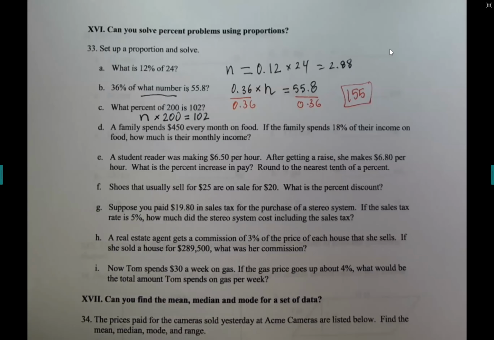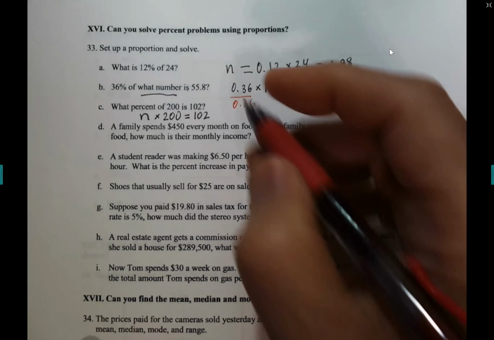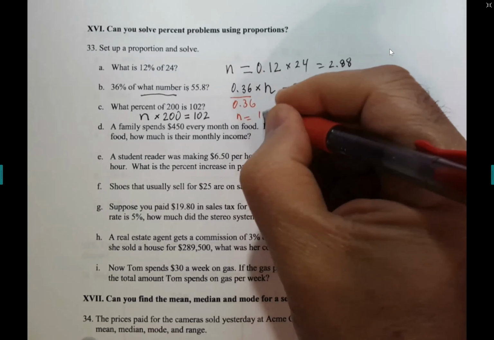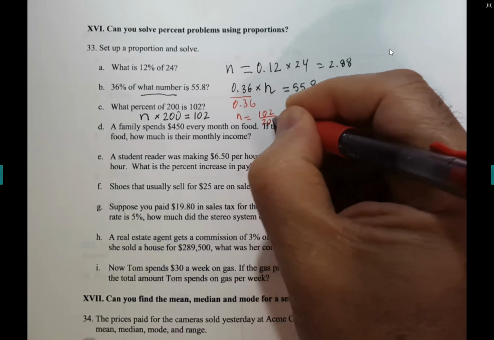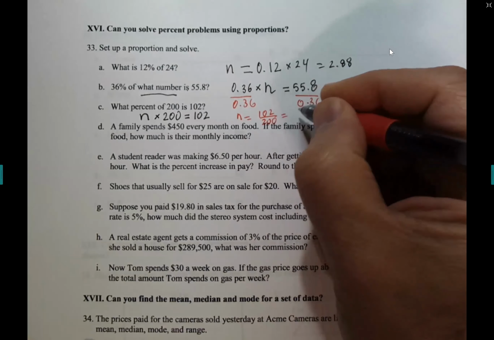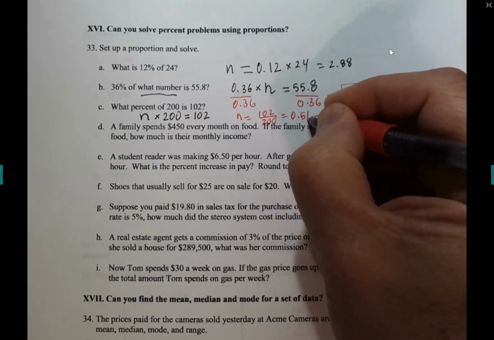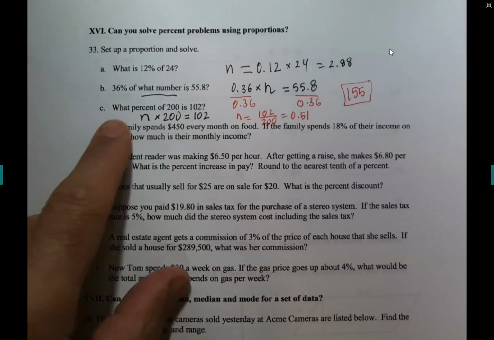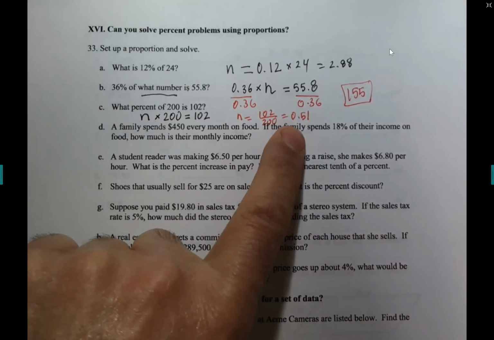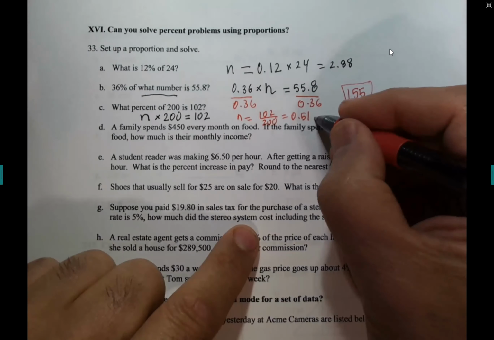Okay, can you guys tell me how to solve for N now? I need to get rid of 200. So what do I do here? Divide by 200. So that will be 102 divided by 200, which is 0.51. But he wants the answer as a percent. So change 0.51 to a percent, which is 51%.